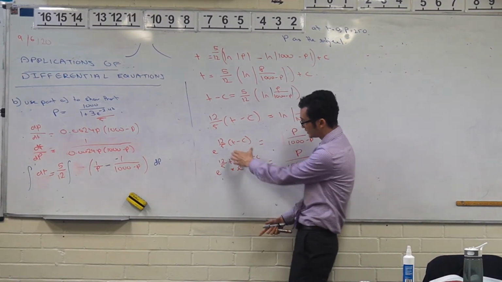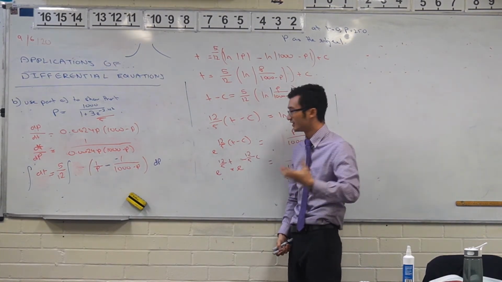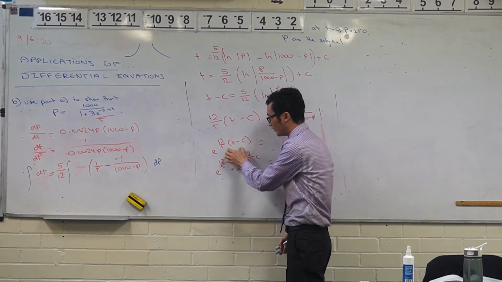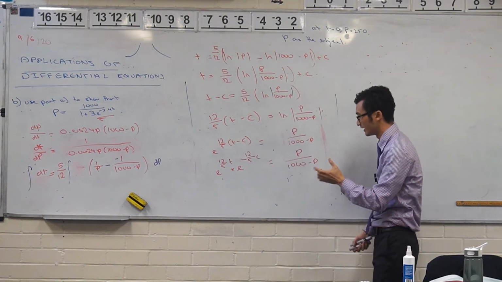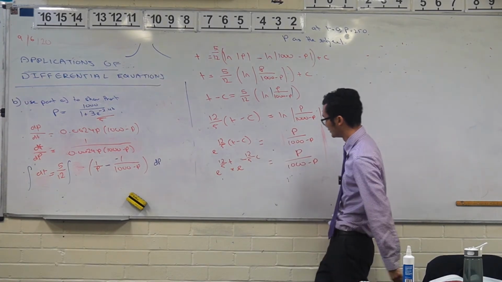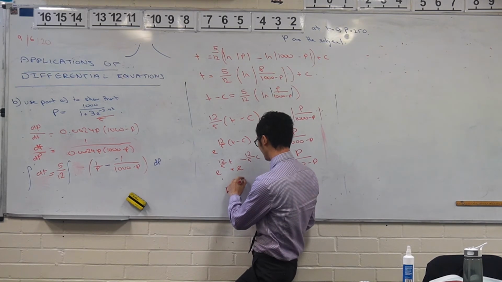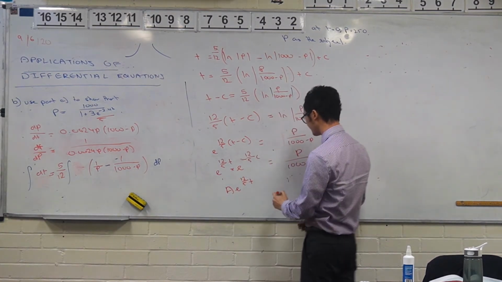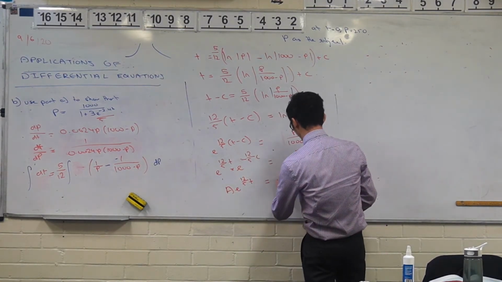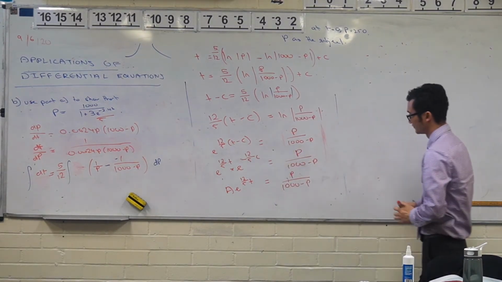So what they tend to do at this point, which is not immediately obvious, is something you just have to be aware of: they tend to split it up in that way to bring out the coefficient. So we can let this just be some value, like a, for example. Cool, so let's say that's a e to the 12 on 5t is equal to p on 1000 minus p.